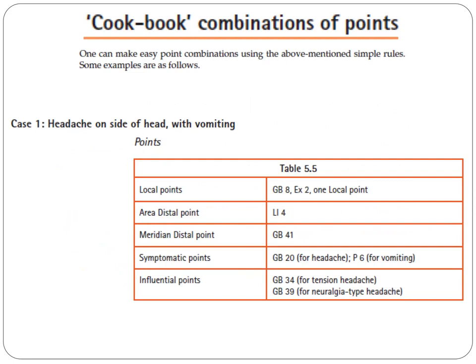For local points, use GB8, extra 2, 1 local point. Area distal point, use LI4. Then meridian distal point, use GB41. Symptomatic points, GB20 for headache, pericardium 6 for vomiting. Influential points, GB34 for tension headache, and GB39 for neuralgia type headache.